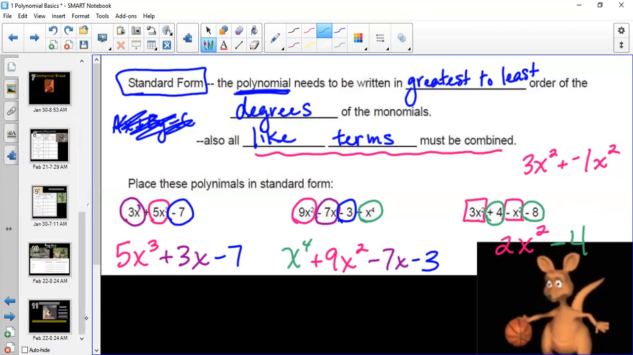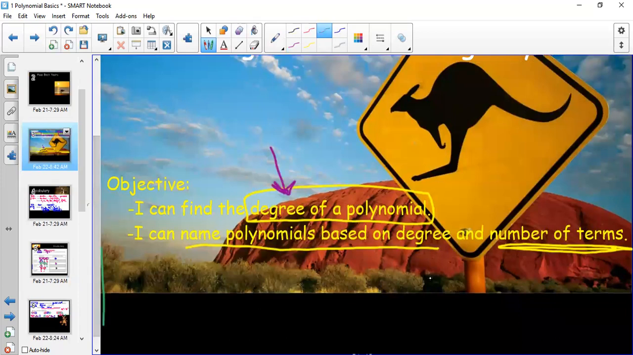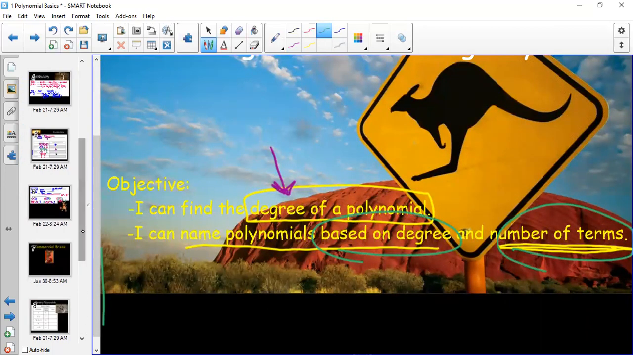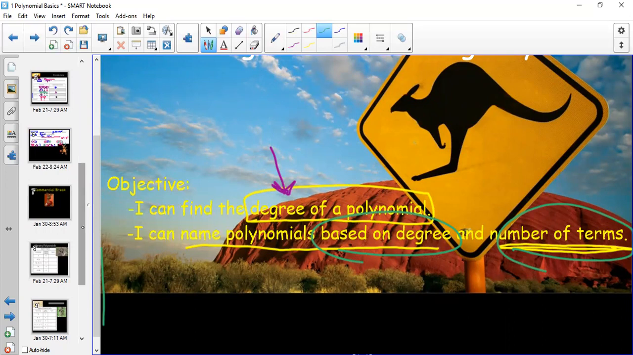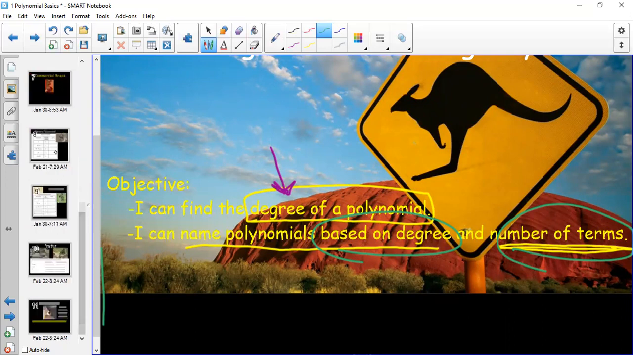All right, so now that we know how to write them in standard form, let's take it a step further and hit our last objective for today, which was to name them based on both degree and number of terms. Now, for a lot of people one of the toughest parts of the quiz and the test is memorizing these names. So we're going to practice that right now.